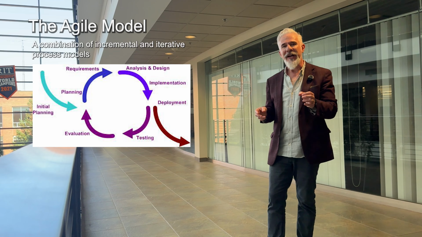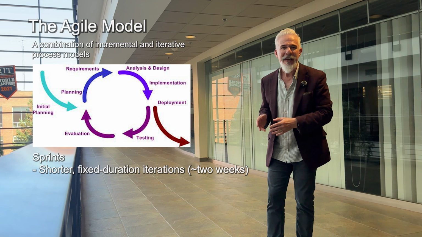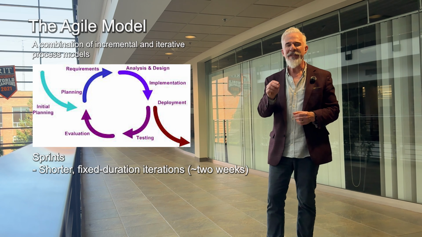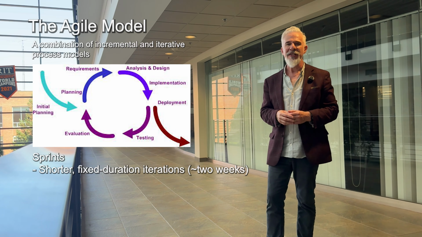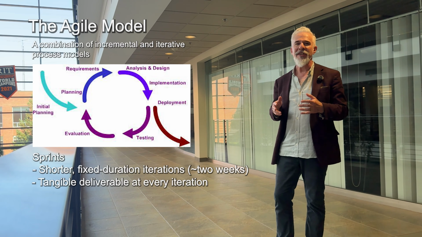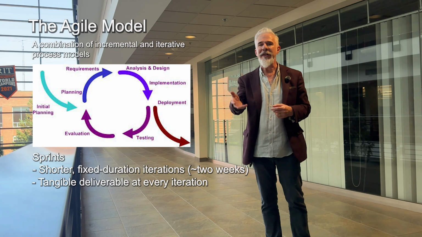In Agile, work is done in short iterative cycles called sprints. Each sprint lasts about 2 weeks and is focused on a specific feature or a set of related features. And at the end of each sprint, something tangible is delivered to the customer or stakeholder, like a working feature or a prototype or a product update.